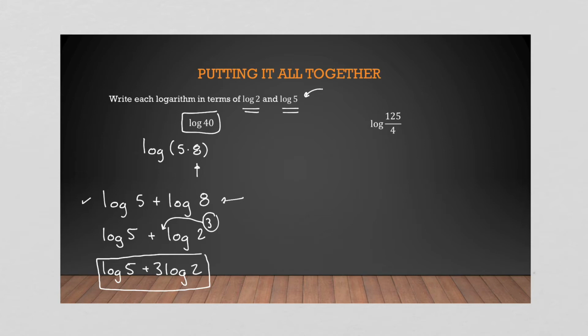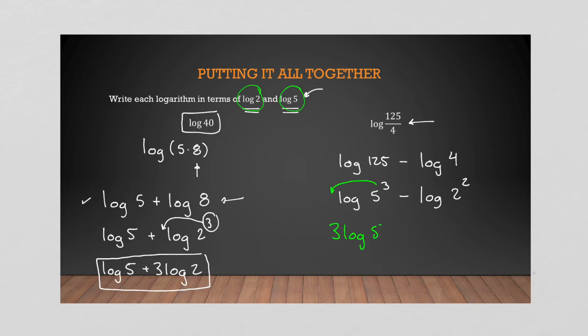So now here we have log of 125 over 4. So this is division. So remember that that means log of 125, and then I can say minus log of 4. And now the 125, well, that's 5 to the power of 3, and 4 is 2 to the power of 2. So I've gotten my object to the 5 and the 2 that I'm looking for. And now the exponents come down to the front. I use the power law. So I have 3 log 5 minus 2 log 2. And I'm all done.